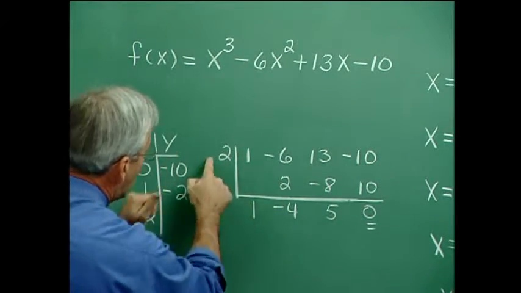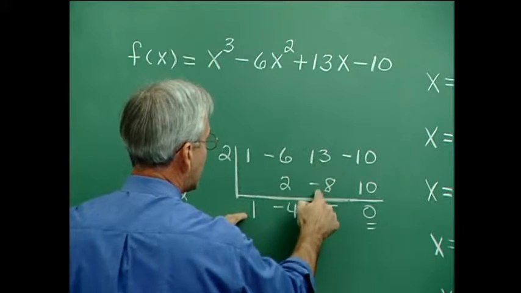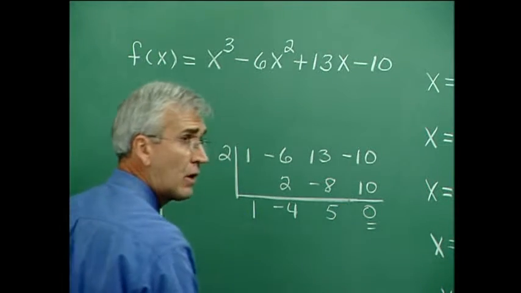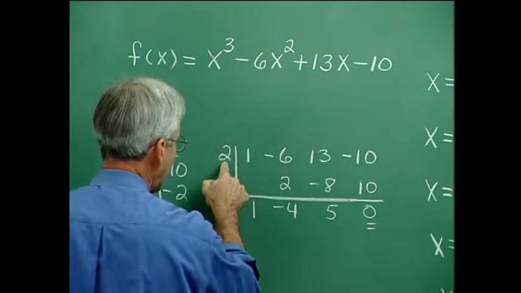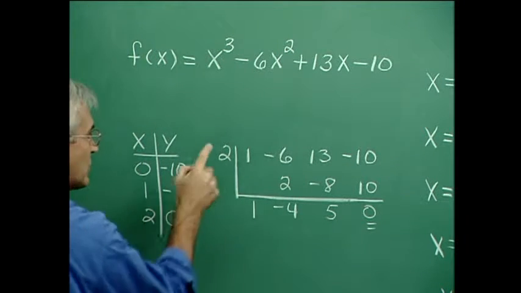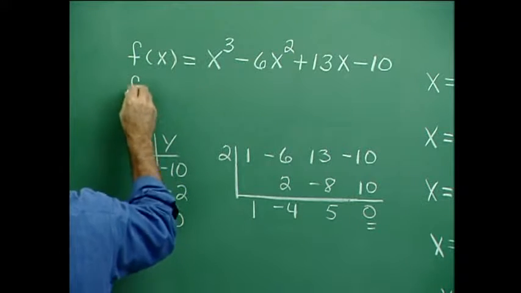Let's see, bring down the 1, 2 times 1, 2. Together here, -4. 2 times -4, -8. Together, 5. 2 times 5, 10. And with -10 gives 0. So we do indeed have a 0 at 2. So we have a 0 at 2, and x minus 2 then is a factor. So we can go through and factor.